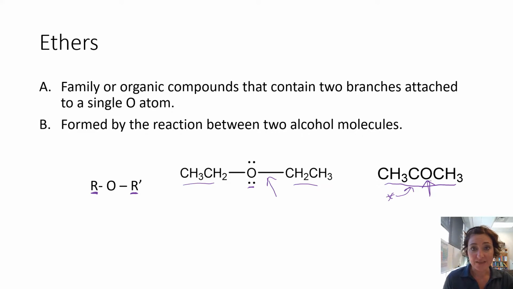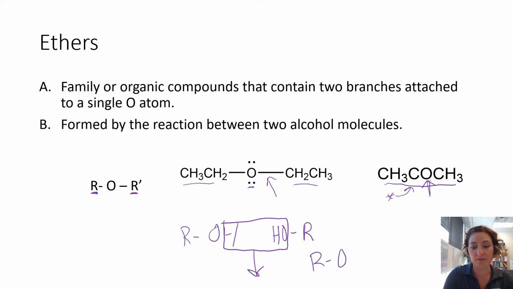In order to make an ether, you're going to have two alcohol groups come together. We will remove a molecule of water from there, and what we are left with is our ether. Don't get hung up on this particular reaction, just kind of setting the stage for later. When we talk about reactions of alcohols, we'll actually go into the formation of ethers, but just know that it's formed from two alcohol molecules.